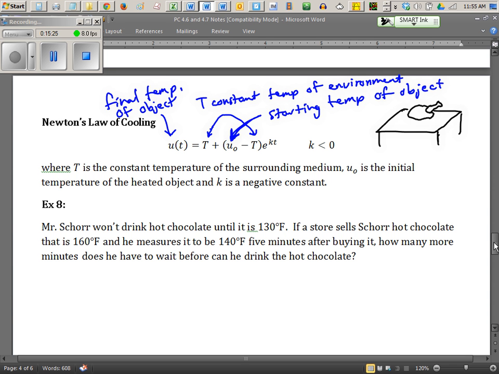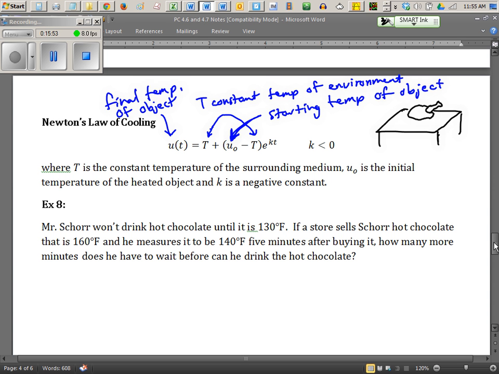Sitting on the table. The temperature of the room is the capital T. Okay? Notice it shows up twice in the formula. U naught is 450. That's the temperature of the object. And I don't eat my turkey until it's 100 degrees. So I would put a 100 here and hopefully solve for T to figure out when I can eat my turkey.